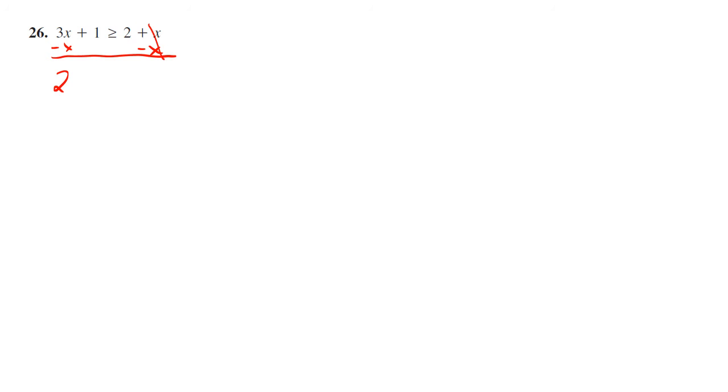3x minus an x makes 2x. You bring down the 1. Greater than or equal to 2. All right, from here, I think I'm going to subtract 1 from both sides. Subtract 1, subtract 1. And I got myself 2x. Cancel off the 1 and -1. They're gone. Is going to be greater than or equal to 1. Yeah, 2 minus 1 is 1.